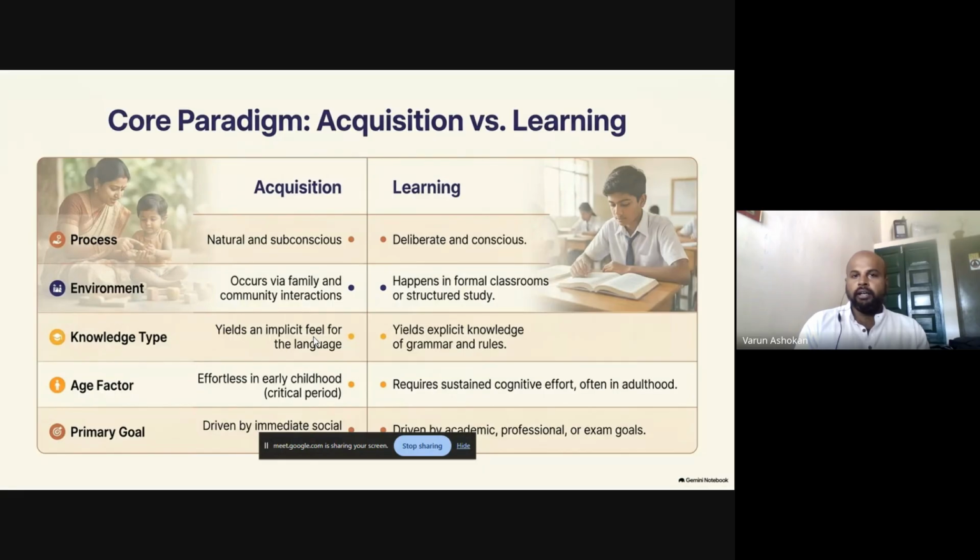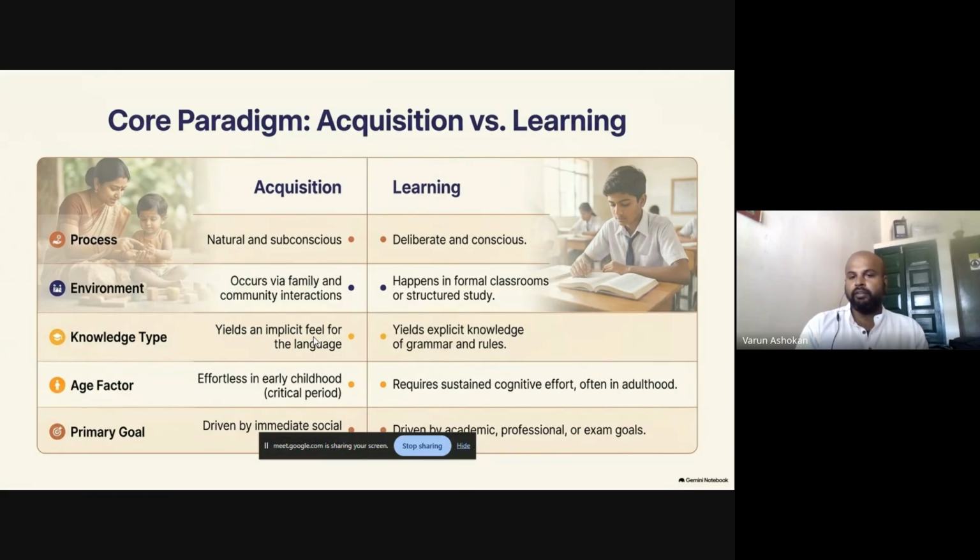In a learning environment, as for age, it requires sustained cognitive effort, often in adulthood. As you all see in the curriculum, you see the progression of language learning.